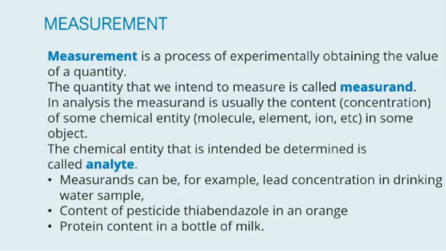So I will be using this term measurand, or in common parlance, this is known as the analyte concentration, etc. The measurand as such is generally the concentration of the chemical entity we are measuring. In food analysis, it could be moisture, defective grains, salt content, sugar content, etc. The chemical entity that is intended to be determined is called the analyte. Examples are lead concentration in water, or the pesticide thiabendazole in an orange, or the protein content in a bottle of milk.